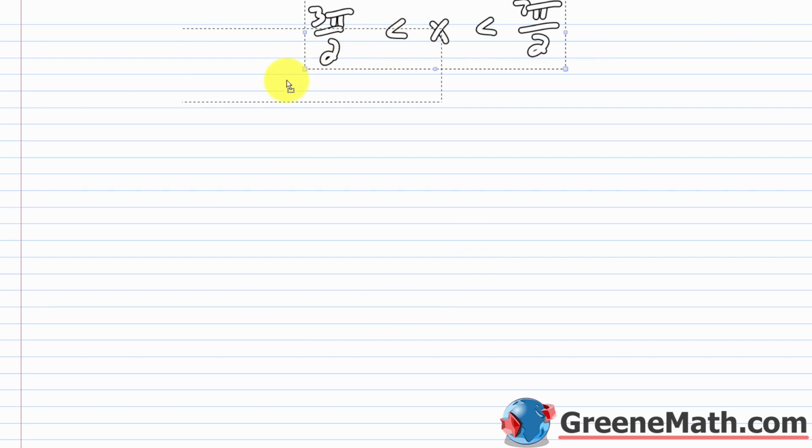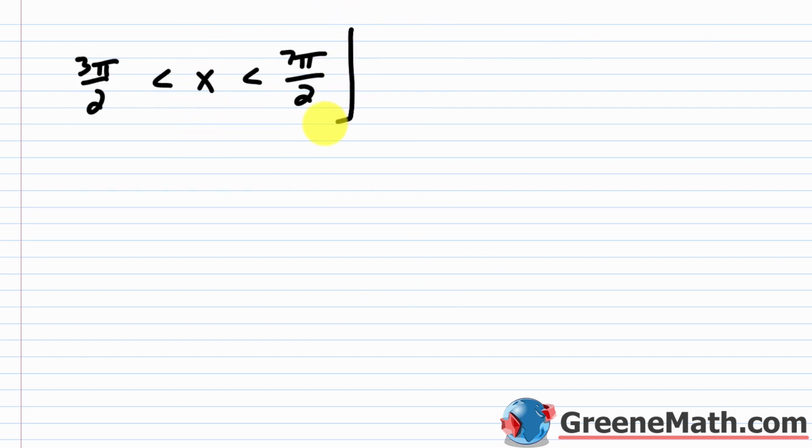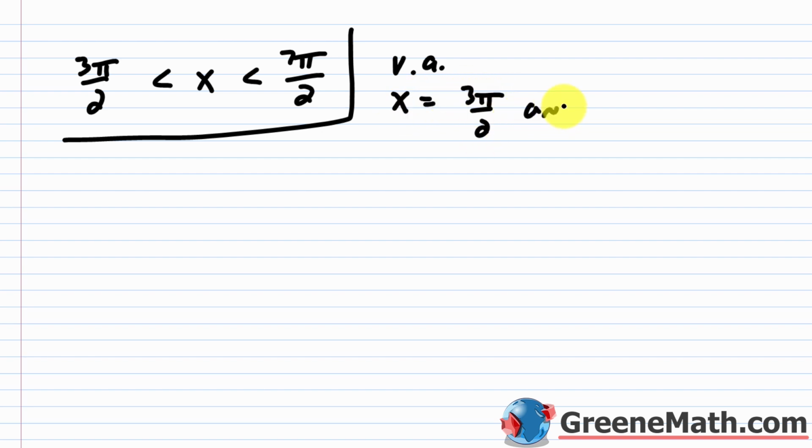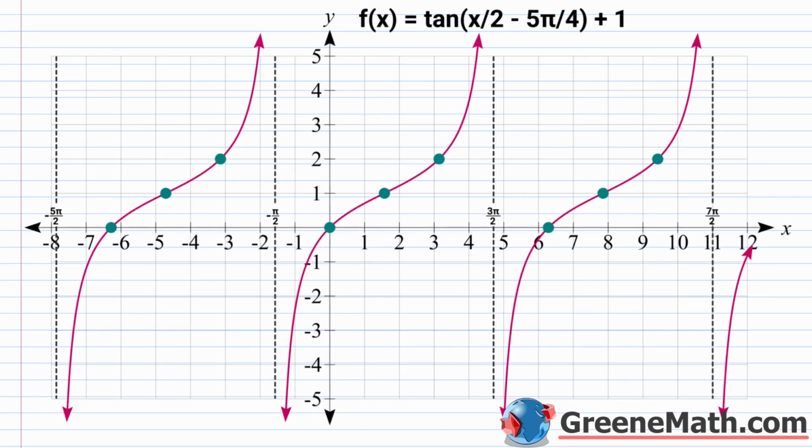And let me come down here to a fresh page. So again, just getting the information for the consecutive vertical asymptotes. So vertical asymptotes, you're going to have x is equal to 3 pi over 2, and then you're going to have x is equal to 7 pi over 2. So if you want to come to the graph, again, I gave you a link for a more detailed version on Desmos. This is your x equals 3 pi over 2, and then this is your x equals 7 pi over 2. So far we have that.